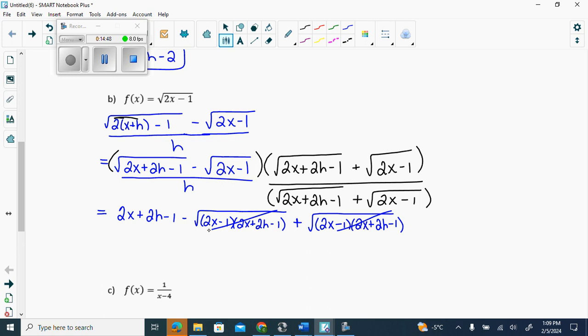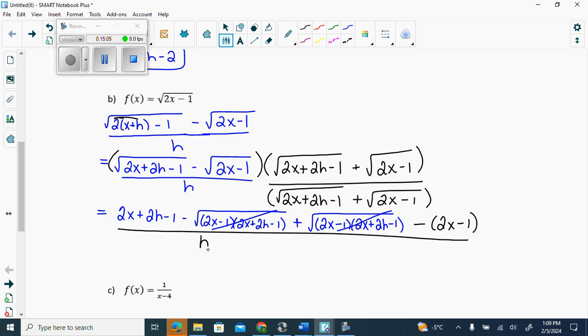Then we go minus root 2x minus 1 times positive root 2x minus 1, and we get minus, and this is where the error happens, you're minusing 2x minus 1. You have to remember to minus both of those things, not just the 2x. And then it's all over.